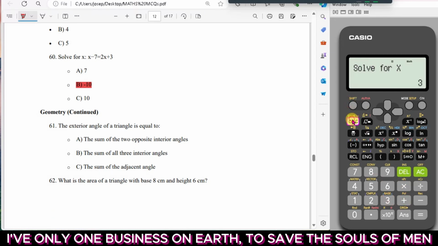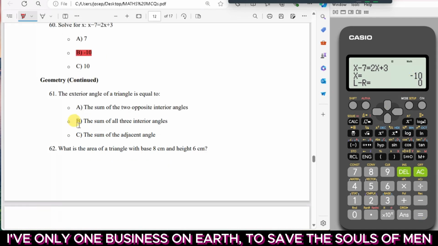Now we continue with geometry. The exterior angle of a triangle is equal to the sum of the two opposite interior angles. So if you have this as a triangle, saying that the angle here is equal to the sum of the opposite angles here.